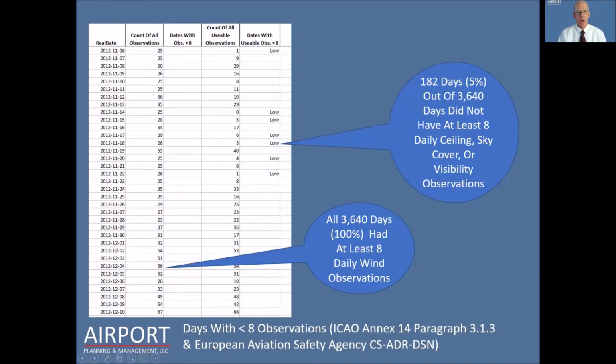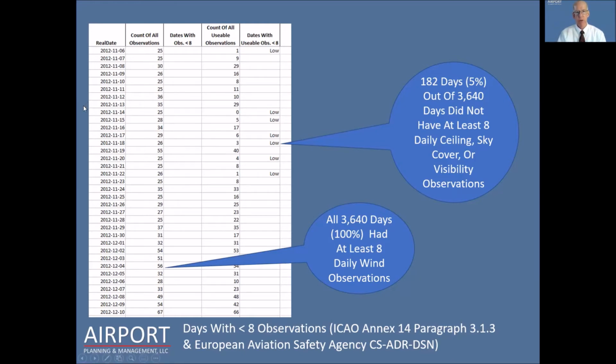FAA, ICAO, European Aviation Safety Agency, all agencies have some standards by which you're supposed to use wind, I'll say weather data. FAA says 10 years of consecutive weather data. ICAO and European Aviation say 5 years with the additional requirement of at least 8 observations per day. Preferably those 8 observations are distributed evenly throughout the day.